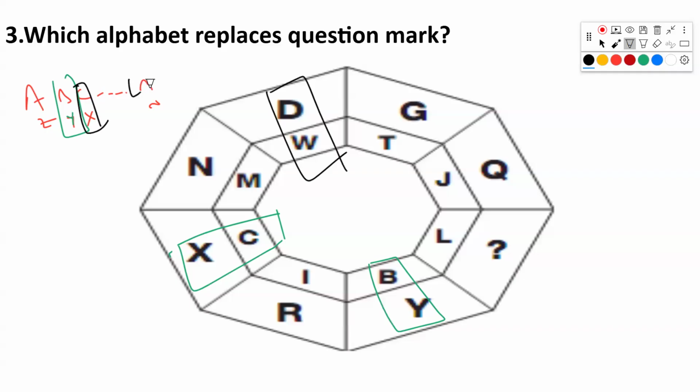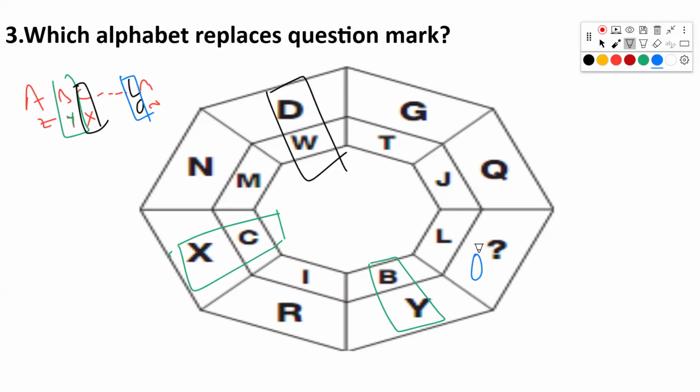G, H, I, J, K, L, M, N, O. So this will become a pair. So 13th letter is M. So 12th letter is L. Again, 12th letter from the last will be O. So L is paired with O. So with little logical thinking, you will get the answer.